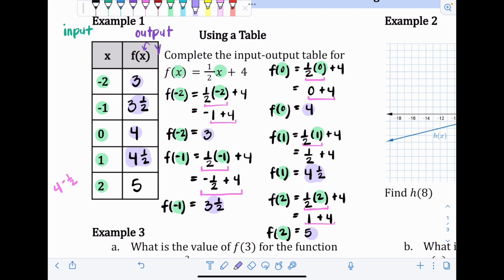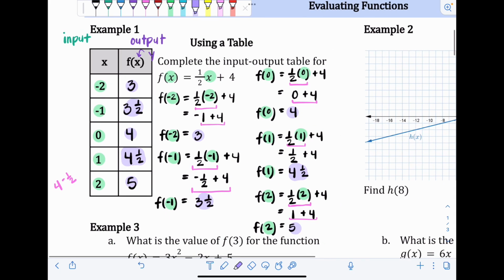So when you're asked to fill in a table with a given function, the way that you do it is you take each of the x values from the table and you put them into the function or the equation in separate little sections. But you have to do one for each individual x value, and that's how you get the f of x or the y value that goes next to it.